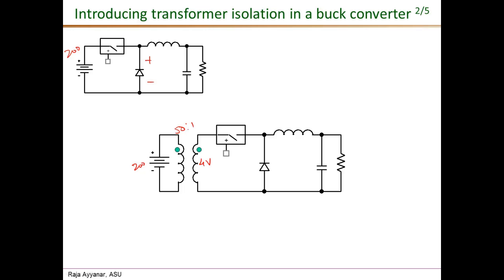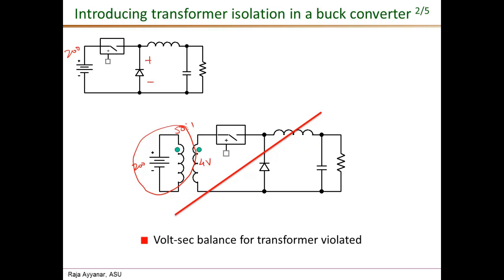But this is a very trivial attempt. We can clearly see that just by looking at this section, we cannot apply a DC voltage to any of the transformer windings, so we are violating that, and therefore this is not a valid circuit. The reason why it is not valid is that it violates the volt-second balance for a transformer. Volt-second balance requires that the primary voltage, V primary, its average should be equal to 0, and that is being violated.